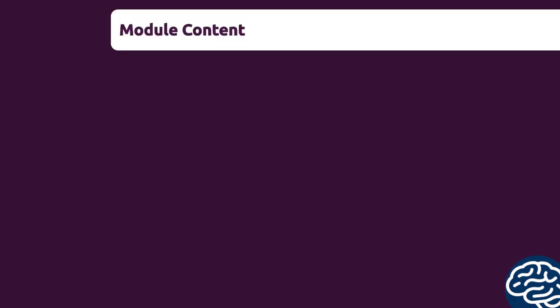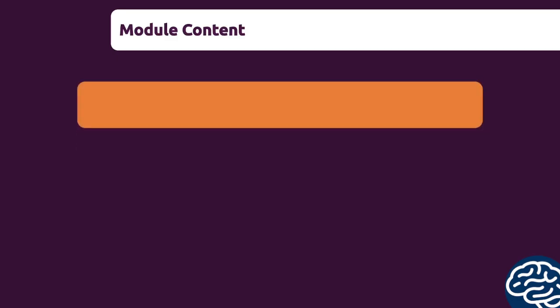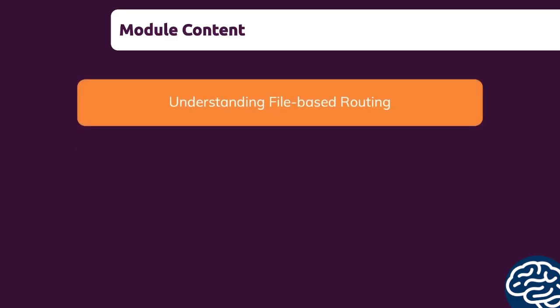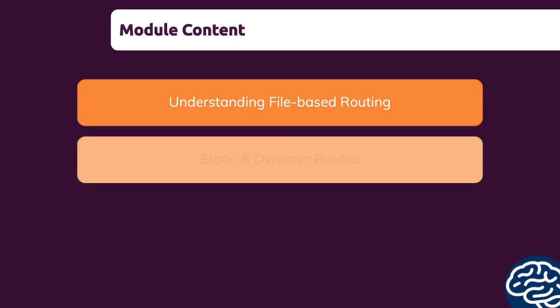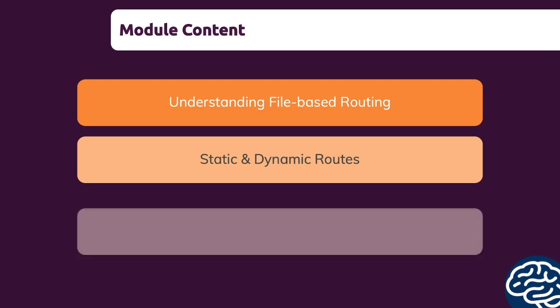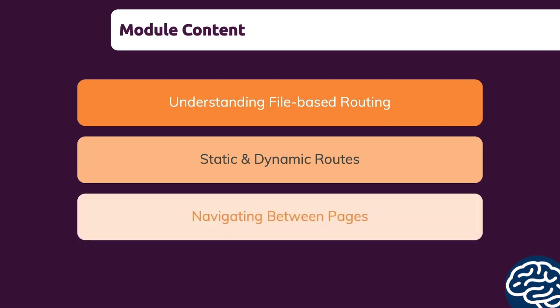Now, for that, we are going to understand what exactly file-based routing is and how it works. We are going to explore static and dynamic routes, because both can be handled by Next.js routing, and I will explain what the differences are. And we are going to navigate between different pages, so we're also going to see how that works.